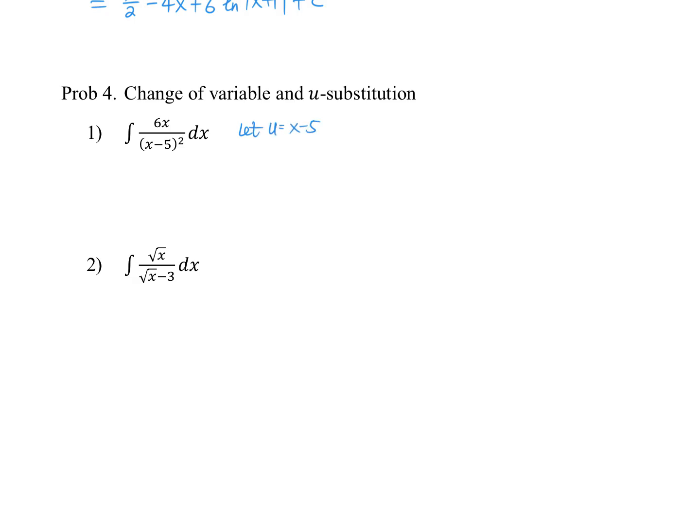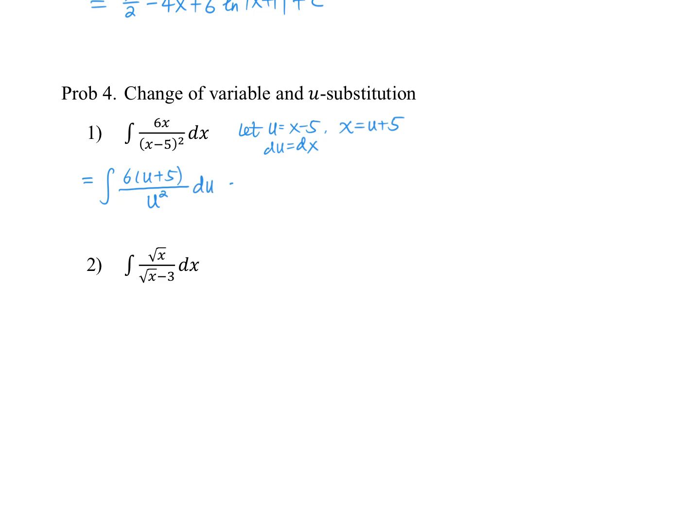And then oftentimes you have x and you really have to do the substitution. So how about we quickly solve for x here? x equals u plus 5. Now du is actually equal to dx, and we can now do the substitution. 6 times x is u plus 5, divided by the bottom, which is just u squared, right? And dx is actually du.